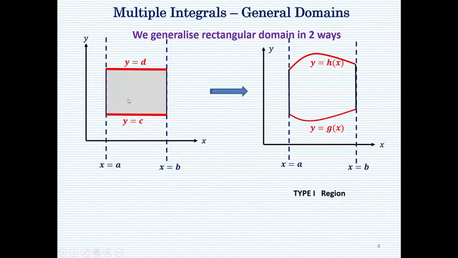One way to generalize this domain is to replace the horizontal lines with curves. Call them y equals g(x), y equals h(x). Such a domain is known as a type 1 domain or type 1 region.